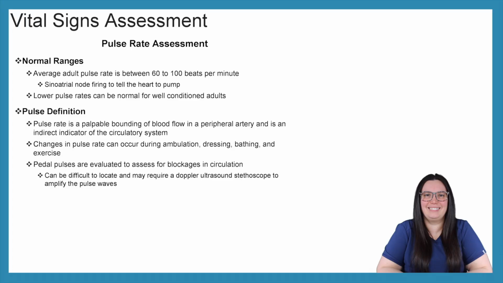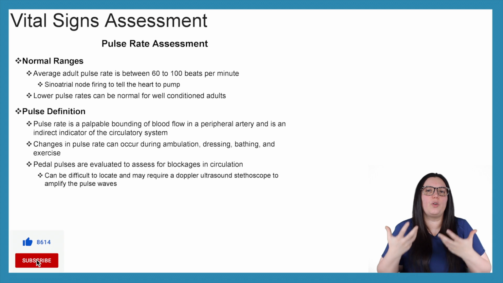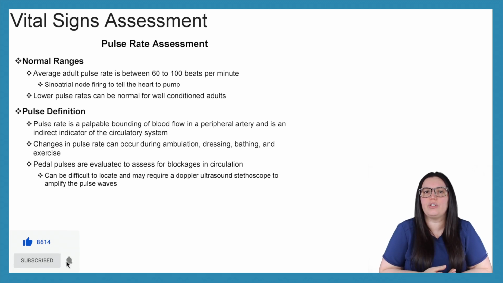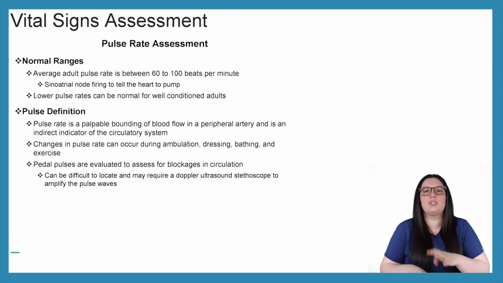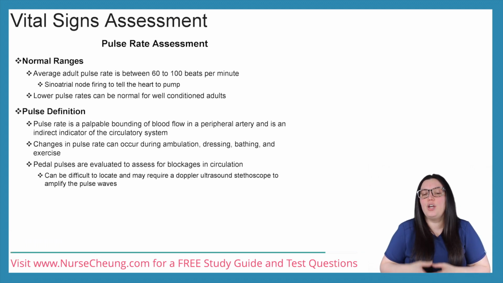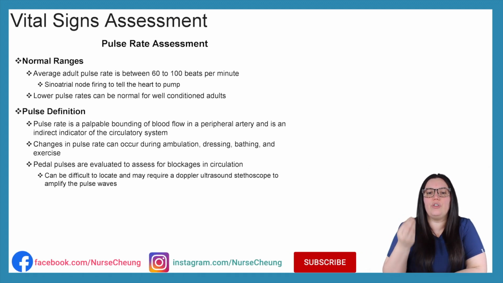We're continuing on with the Vital Signs Assessment series, and we're going to be looking at pulse rate. Let's get started. To begin our pulse rate assessment, we really need to understand what the normal ranges are for our adult patients. The average adult pulse rate is going to be between 60 to 100 beats per minute. That means that the sinoatrial node is firing to tell the heart to pump.